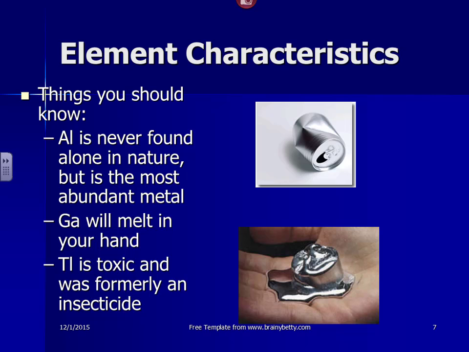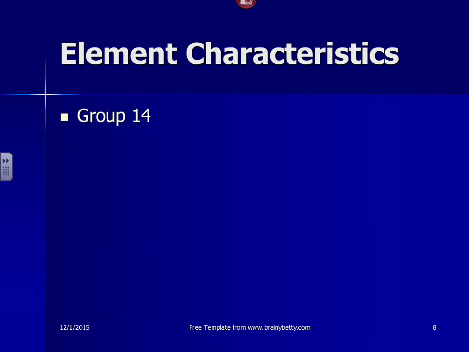Thallium is one of the things we learned about in the Poisoner's Handbook. It was one of the toxins that was formerly used as an insecticide. Group 14.